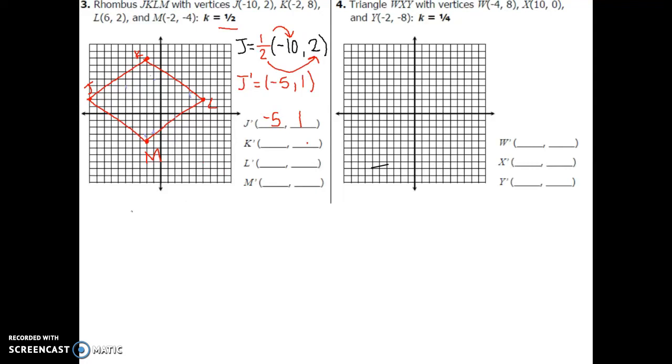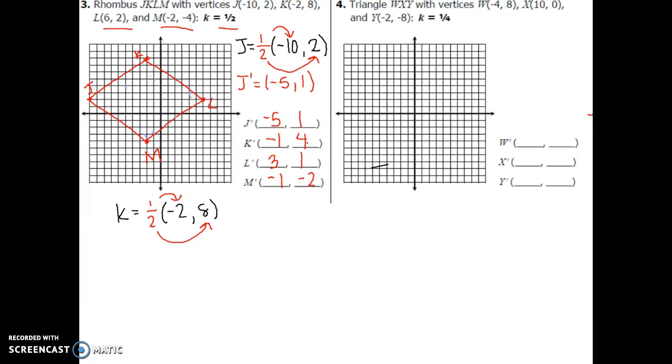I'll do the same thing with another point. So for example, K is -2, 8. I take my 1/2, multiply by my x-coordinate, also my y. So K prime is going to be -1 and 4. For L, it's 6 and 2. 1/2 times 6, that's going to be 3. And then 2 times 1/2, that is going to be 1. Last coordinate is -2, -4, so that is going to be -1, -2.